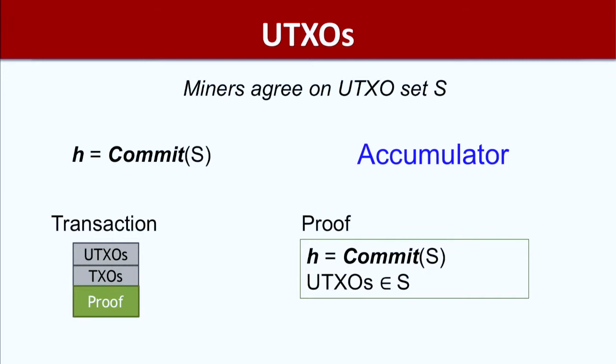So what we would do is we would design the transactions so that every transaction references the set of unspent transaction outputs that it consumes and creates a whole bunch of new transaction outputs, and then contains some accumulator proof that the unspent transactions that were referenced were part of this set that everybody agrees on.